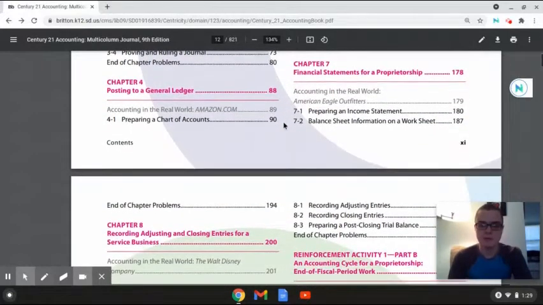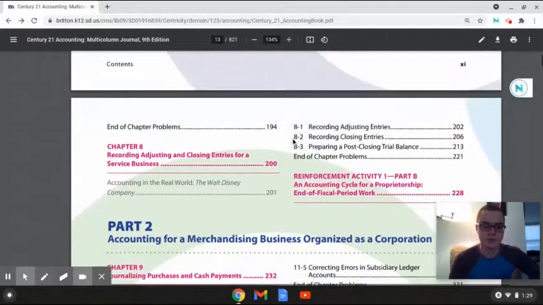Then we'll be moving on to Chapter 7, which is financial statements for a proprietorship. So we'll be learning about how to prepare an income statement and balance sheet information on a worksheet.